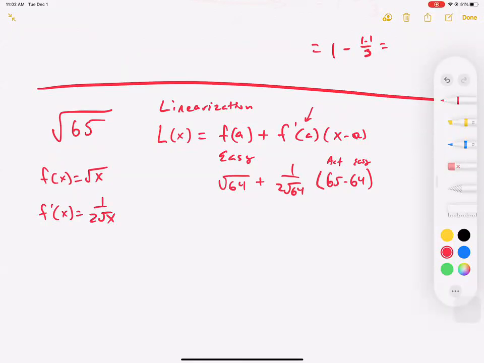Should the 1 over 2 root 64 be in parentheses? 1 over 2 root 64. 1 over 2. You could, but when I'm multiplying, it doesn't matter because it's just a fraction. Okay.